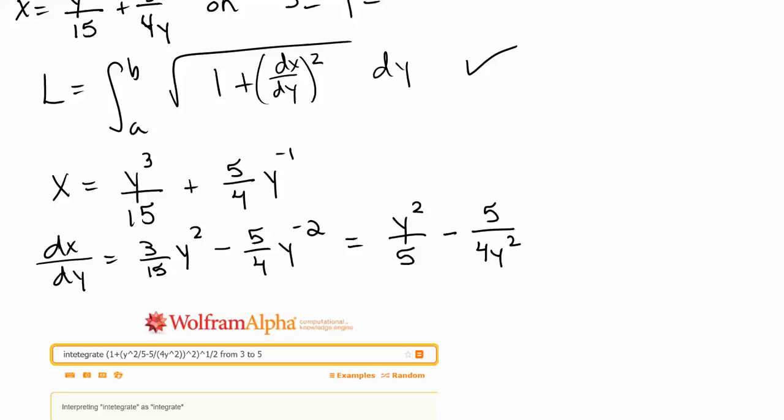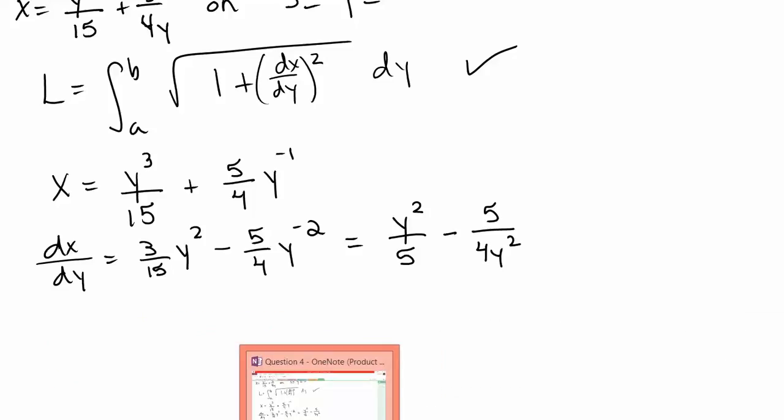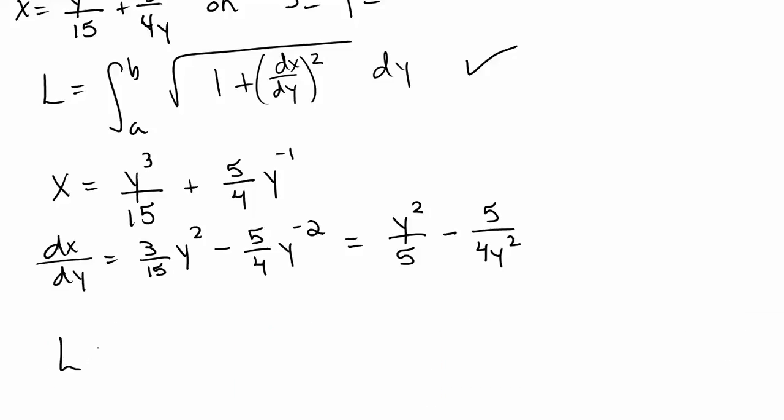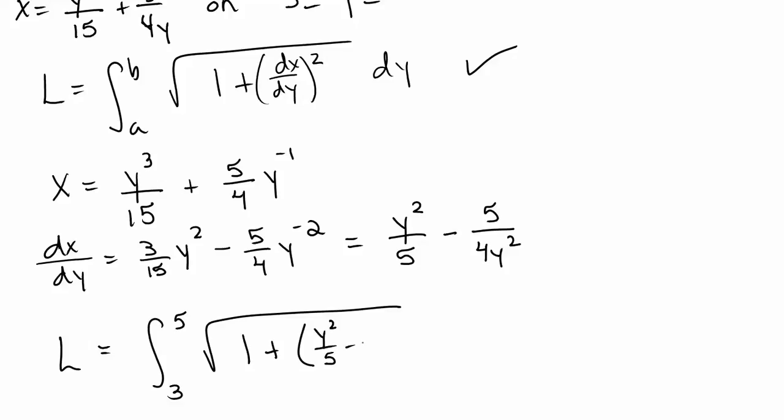Let me get some more room here. So you would say, okay, L then is going to be the integral from 3 to 5 of the square root of 1 plus this derivative that we just found, which is y squared over 5 minus 5 over 4y squared, dy. And this is actually a fun problem to integrate, and I'll show you the algebra to integrate this.